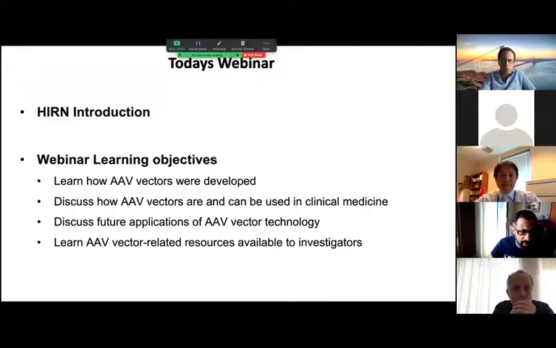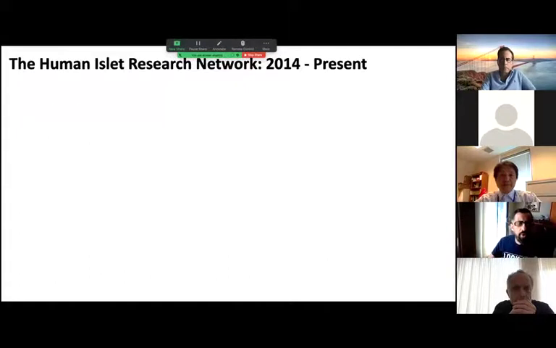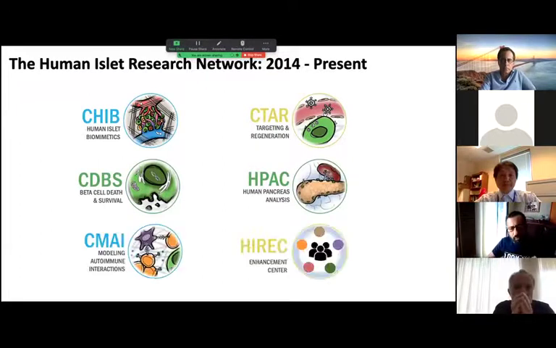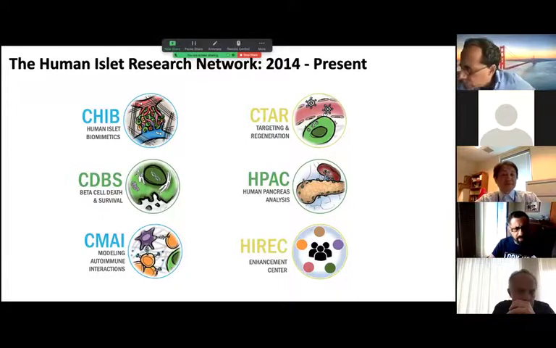So HERN is composed of 6 different groups. Each has a different theme that they research. And what the NIH did back in 2014 was it brought some of the world's leading scientists in diabetes together and organized them by various themes. And you can see those themes here.